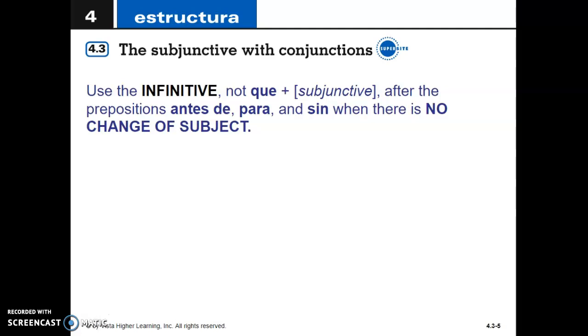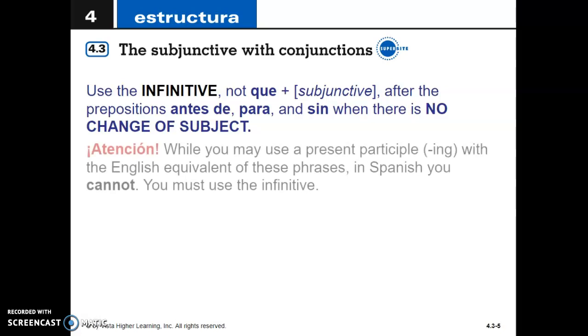We did talk about this a little bit before when we introduced the subjunctive. Sometimes I would say, go back to Spanish 1. You've done this stuff before. So you'll use the infinitive. Hopefully you already know this, but the infinitive is a word that ends with AR, ER, IR. It's a non-conjugated verb. So use the infinitive, not que and the subjunctive, after prepositions like antes de, para, sin, when there is no change of subject. What I usually tell students, don't overthink it. If it makes sense to keep an infinitive, by all means. You should be able to trust your gut at this point.